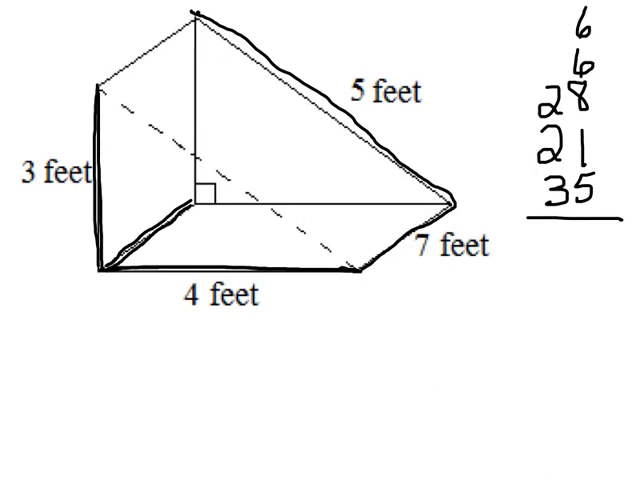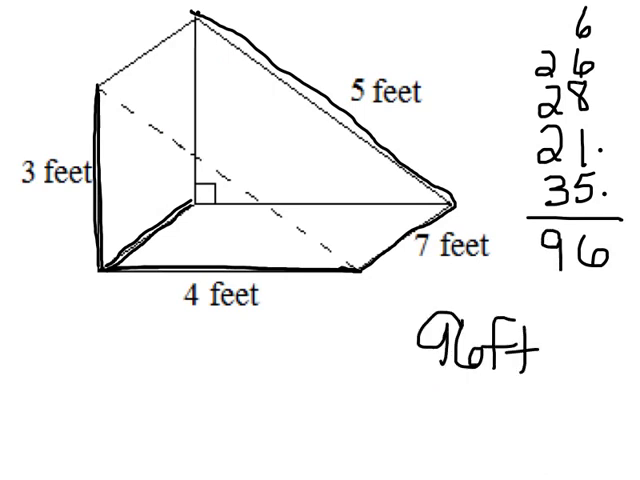6 plus 6 is 12, plus 8 is 20, plus 6 is 26. Carry my 2, 2, 4, 6, and 3 is 9. So my answer would be 96 feet squared.